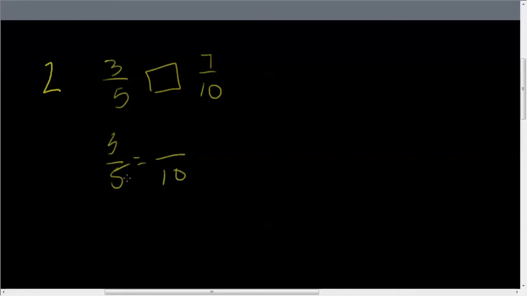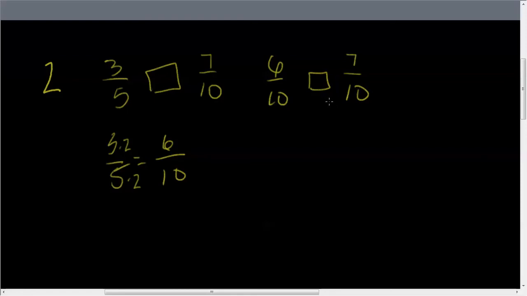Now to do that, to go from 5 to 10, I had to multiply times 2. And if I do that to the bottom, I have to do it to the top. So that makes this 6/10. So now my new problem is 6/10 is what compared to 7/10?